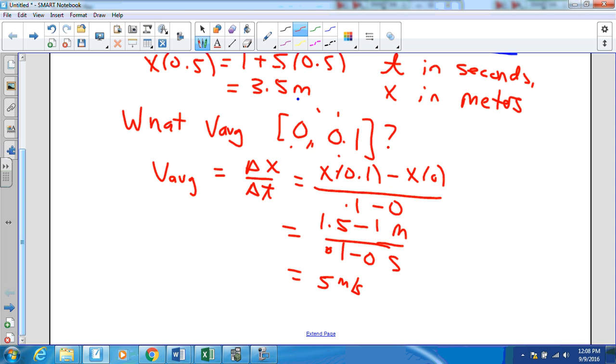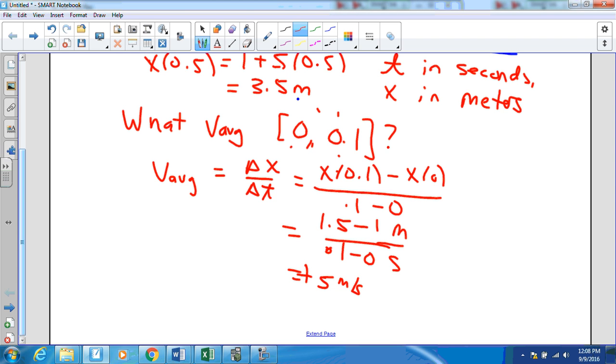Wait, how did you get 5 meters per second? I did the arithmetic. 1.5 minus 1, 0.5, divided by 0.1. And since I'm computing a velocity, I'm going to remember to put a plus sign in front of my positive numbers because velocity has direction to it. So that's my final cleanup that I need to do.